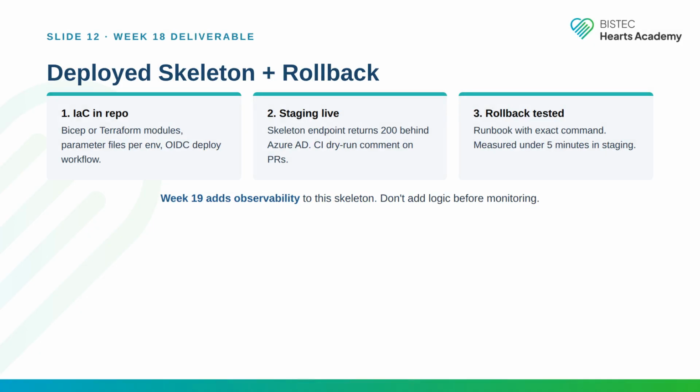Week 18 deliverable. 3 artifacts. 1. Infrastructure as code in the repository: Bicep or Terraform modules, parameter files per environment, OIDC deploy workflow. 2. Staging live. The skeleton endpoint returns 200 behind Azure Active Directory. Continuous integration posts a dry run comment on every pull request. 3. Rollback tested. The runbook has the exact command and you measured it under 5 minutes in staging.